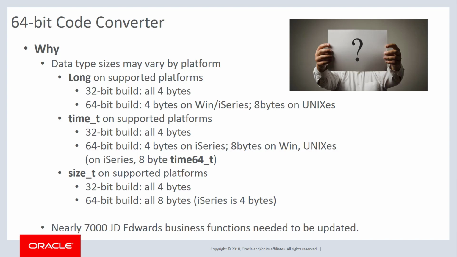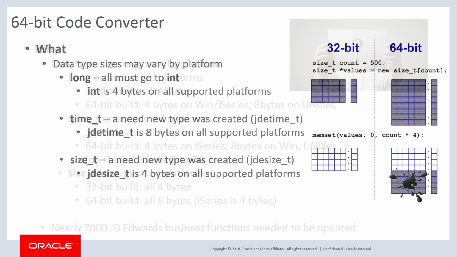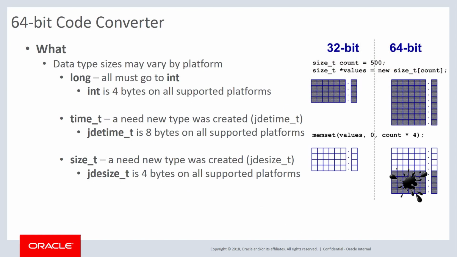In order for our software to work consistently across all of our supported platforms, we found that we needed to change nearly 7,000 JD Edwards business functions, not to mention any custom business functions that you have created. Because of the enormous volume of code that needed to be changed, it was decided to create a conversion utility so that rules could be applied consistently across all business functions. So what did we do?